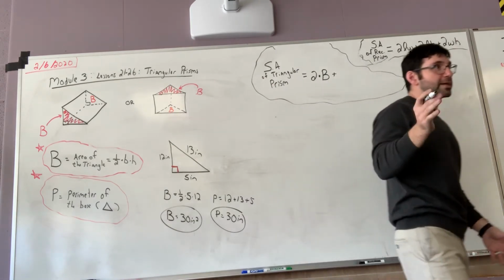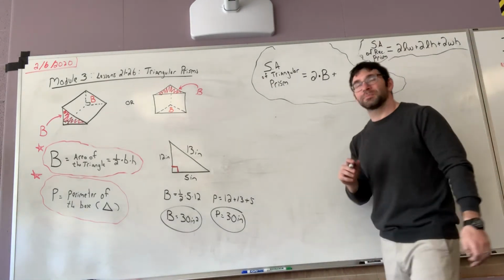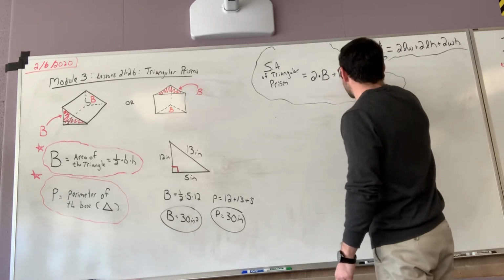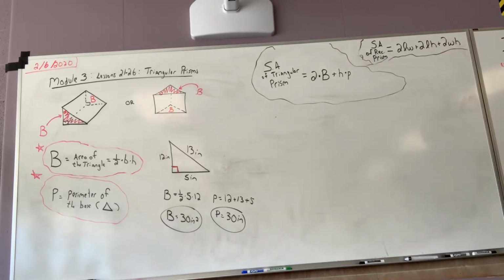There's rectangles, and we're going to have to find the area of each individual rectangle. But I don't want to spend all my time doing each individual rectangle. So instead of doing that, I can say height times perimeter. Okay, this is my formula. You need to have this. Copy it down.